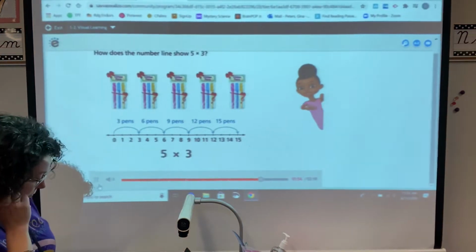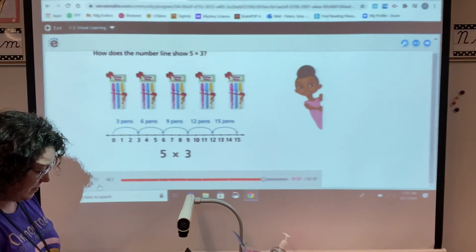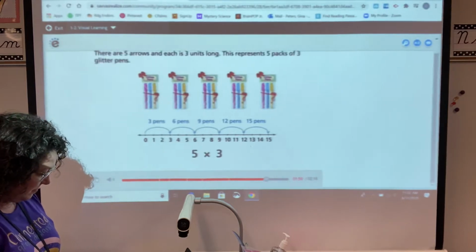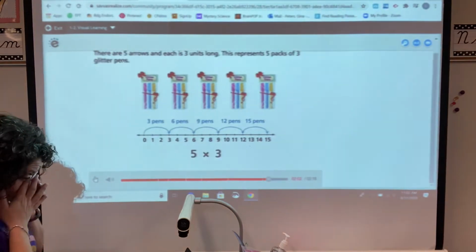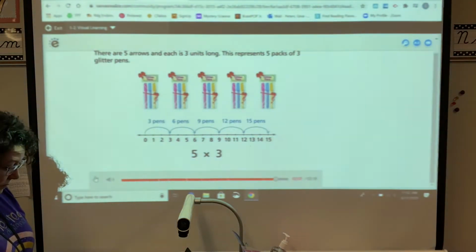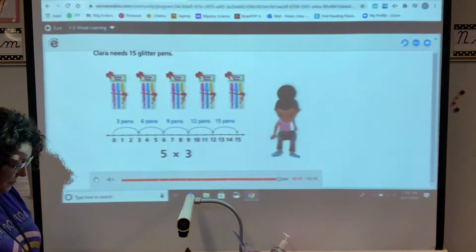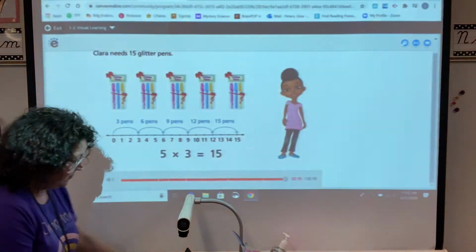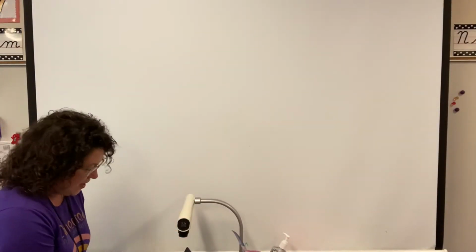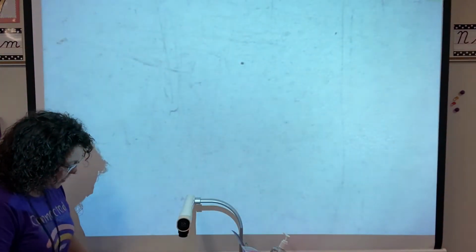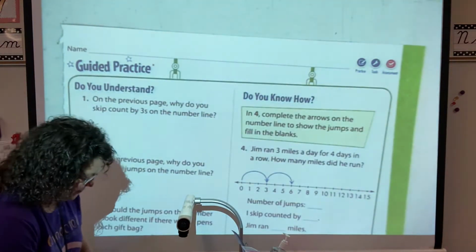How does the number line show 5 times 3? We just discussed it. Perfect. There are 5 arrows and each is 3 units long. This represents 5 packs of 3 glitter pens. Clara needs 15 glitter pens. Now you know how to use a number line to show multiplication. Okay. So now we are going to work on page 11, the next page over, and answer some questions together.